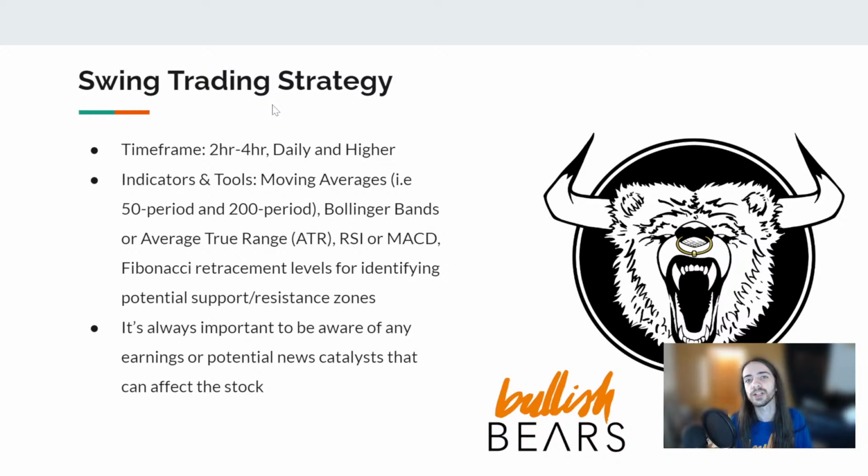We want to be watching the 1 hour and higher so we can definitely get that confirmation of trend, confirmation of direction, and so on. Indicators and tools we might use are moving averages. Now what you'll notice here is the moving averages are a bit higher on swing trading, and that's because those swings can be a lot stronger. So we like to watch the 50 period and the 200 period.